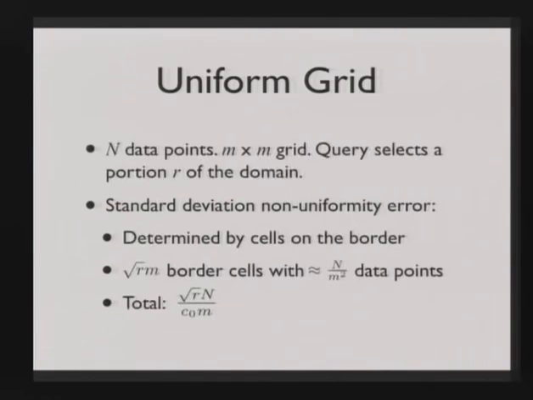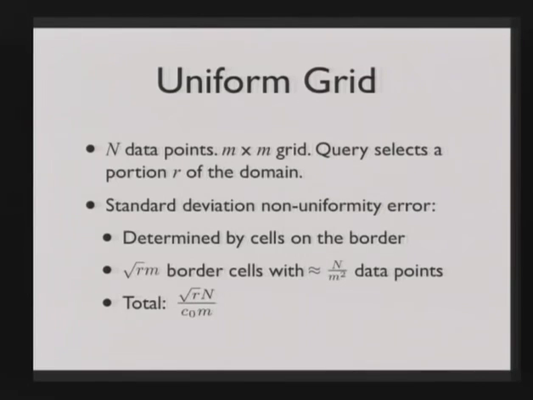Now let's look at the non-uniformity error. The non-uniformity error is only determined by the cells which fall on the boundary of the query. If a cell is completely included, then I don't really care about non-uniformity error. If a cell intersects the boundary of the query that I'm asking, then it might contribute to the non-uniformity error. So if I have a query that, again, is asking for 5% of my domain, then the proportion of cells that are occupied by border cells is square root of 5m, or square root of rm.